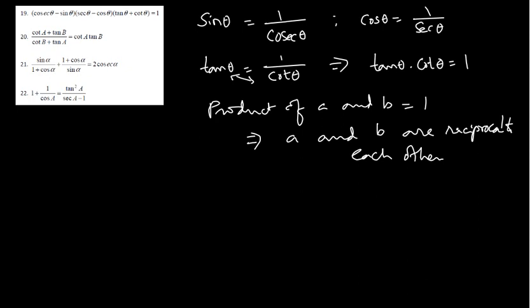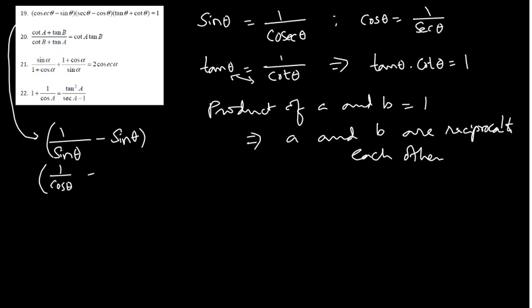So we write this as 1 by sine theta minus sine theta, and then bracket, 1 by cos theta minus cos theta. The next one will be sine theta over cos theta plus cos theta over sine theta. We just substituted the reciprocals, or the formula for each one of them.